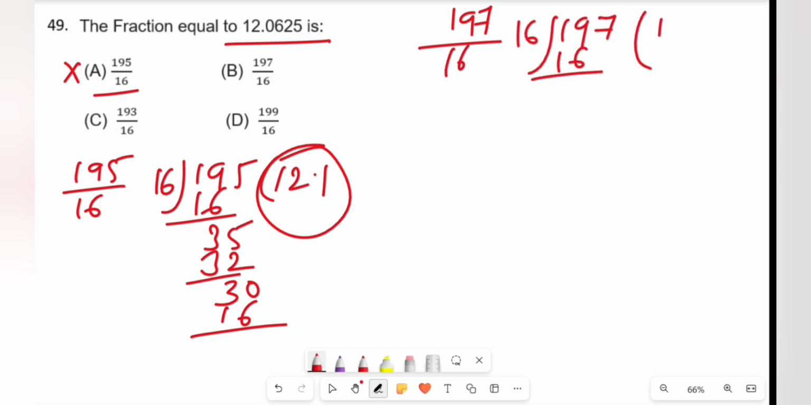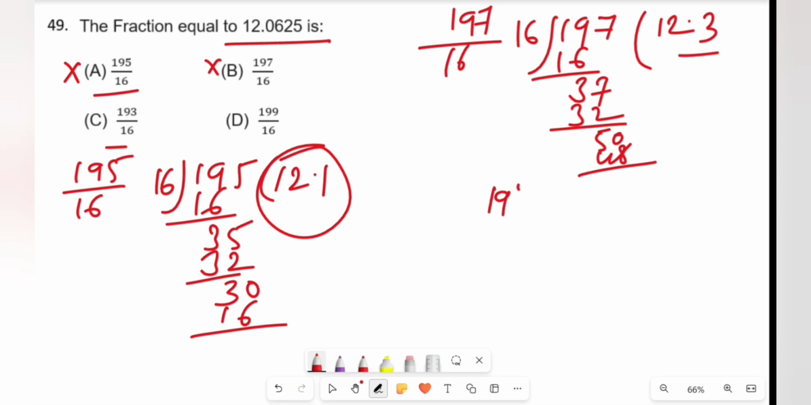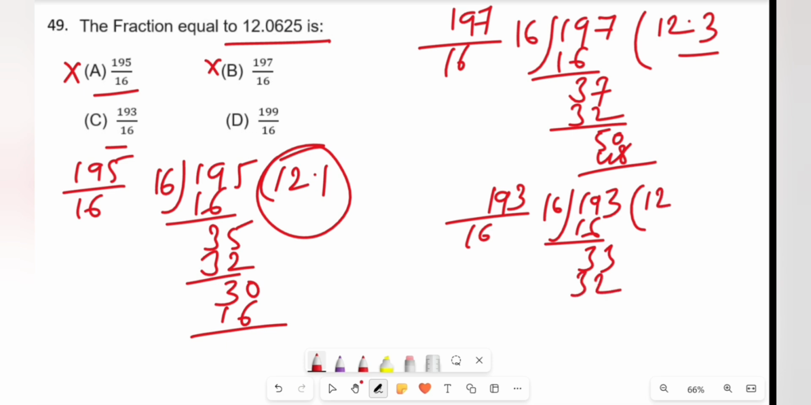Okay. 16 ones and here 16 twos. Okay. So 5, put the decimal point and here 50. Alright. So this is also a wrong answer. Alright. Let us move on to option C. Here option C is 193 divided by 16. Alright. So 16 twos.